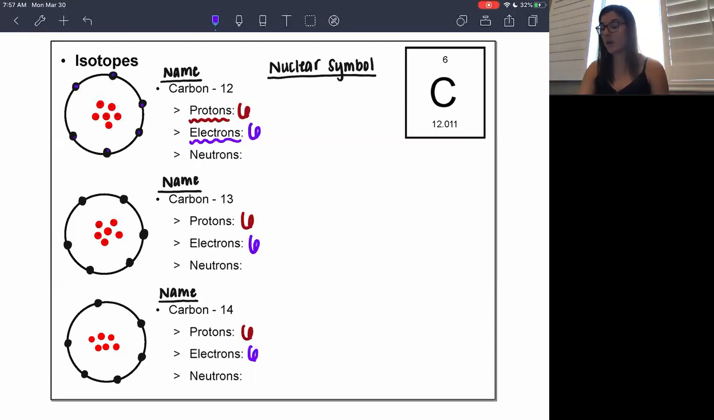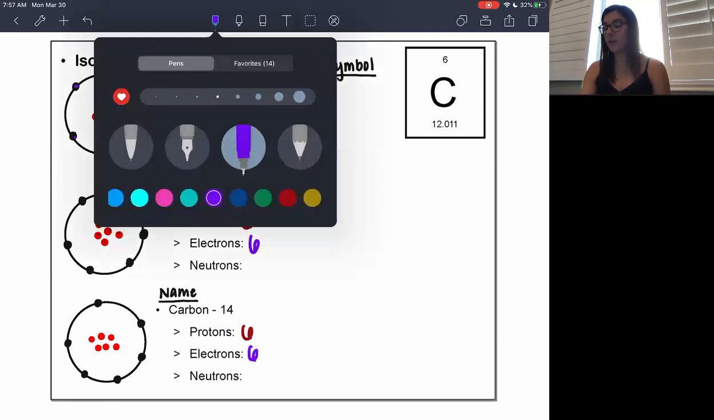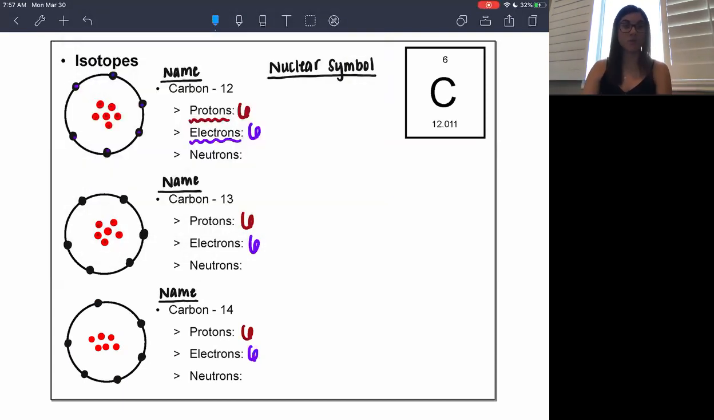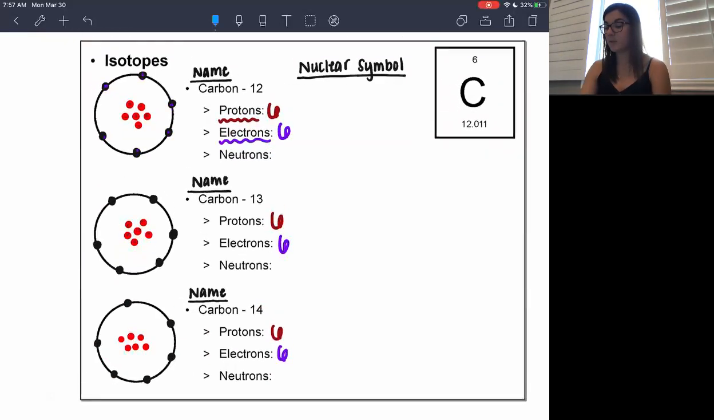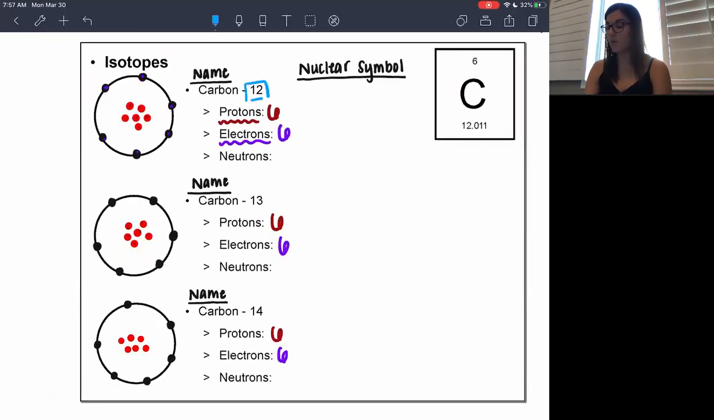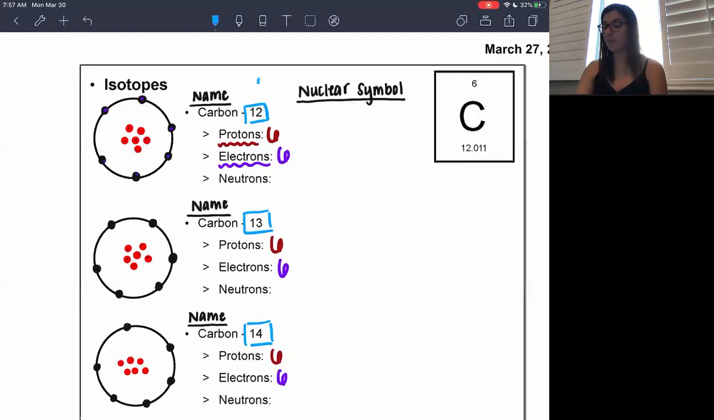Now you might be wondering, how are we going to figure out neutrons when they didn't give that to us in the picture? There's no drawing of neutrons here. I'm going to use the name of these isotopes to help me figure it out. The difference in the names is these numbers, carbon 12, 13, and 14. So those numbers obviously have some significance here. They stand for the mass number, which is just the mass of the atom. To refresh your memory, the mass number of an atom is equal to the protons and the neutrons added together, because the protons and the neutrons are the only subatomic particles with mass.